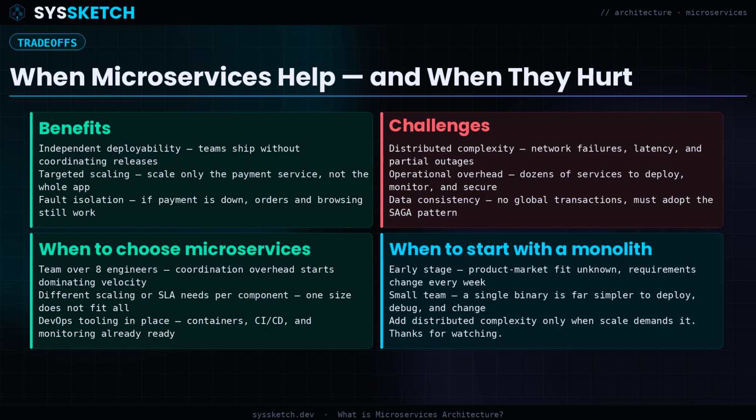So when should you choose microservices? When your team has grown beyond 8 or 10 engineers, when different components genuinely need different scaling profiles, and when you already have the DevOps maturity to operate them. If you are an early-stage startup, start with a well-structured monolith. Extract services when the pain of coordination actually outweighs the cost of distribution.